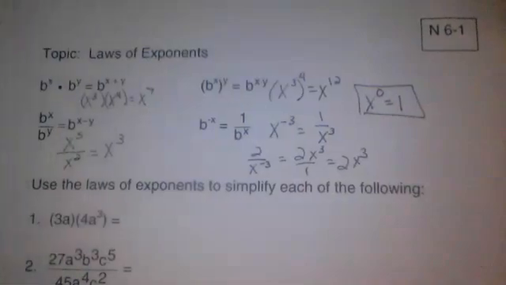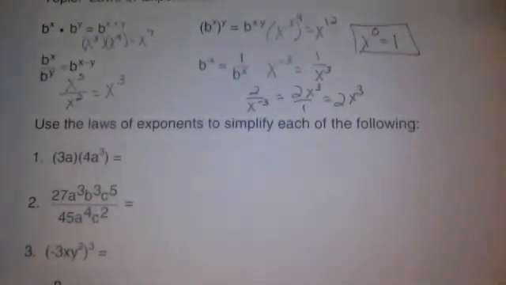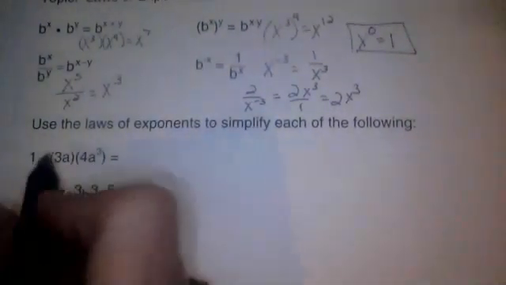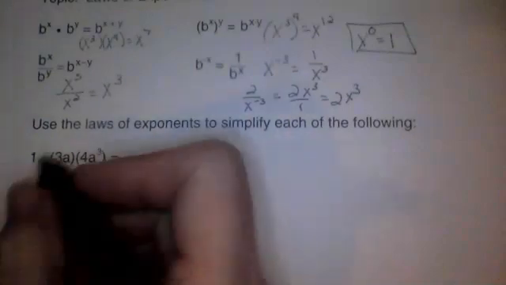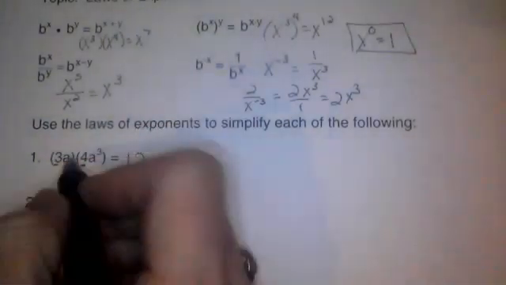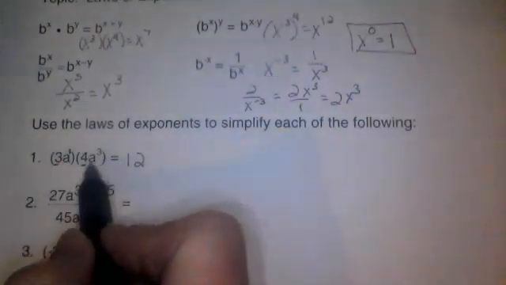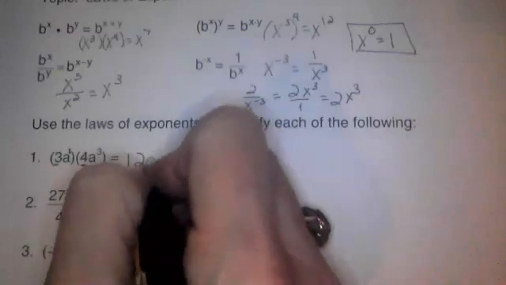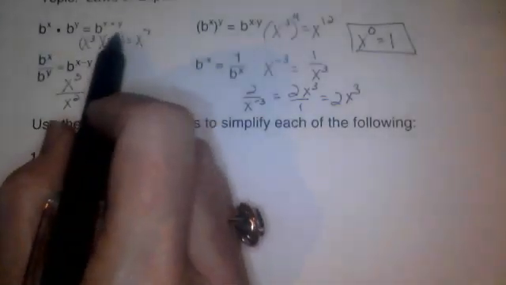All right, so we just have some examples here, and we'll run through them. If you're just talking about regular numbers, like in this problem, 3 times 4, you just use regular number rules. So 3 times 4 is 12. But as far as the a's go, a to the first times a to the third would be a to the fourth, because when you multiply, you add the exponents.